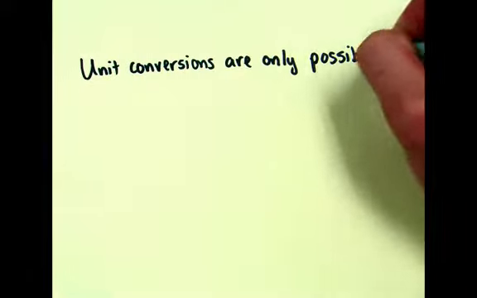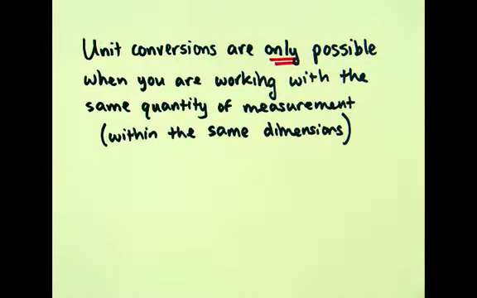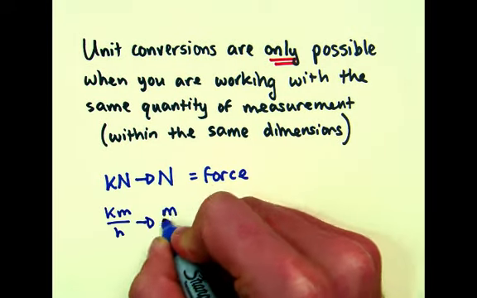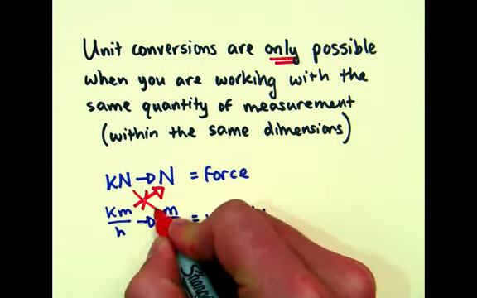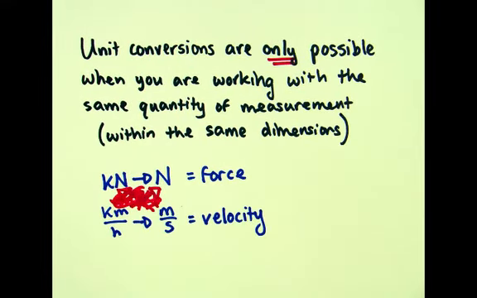As we end, it's important to note that unit conversions are only possible when you are working with the same quantity of measurement. Kilonewtons to newtons is talking about force. Kilometers per hour to meters per second is talking about velocity. It would not make sense to try to convert kilometers per hour into newtons. You can't convert velocity into force. You can only work within the context of the quantities that you are given.